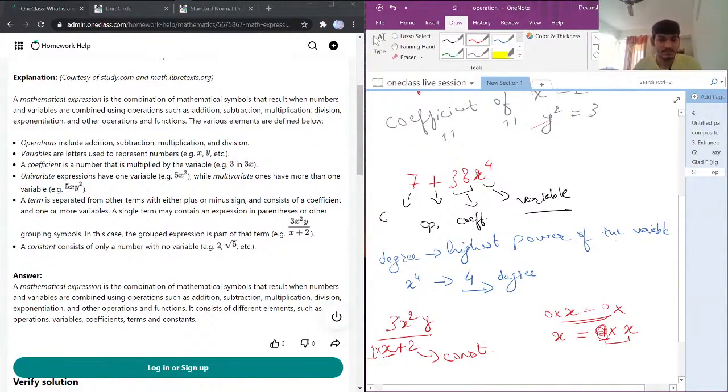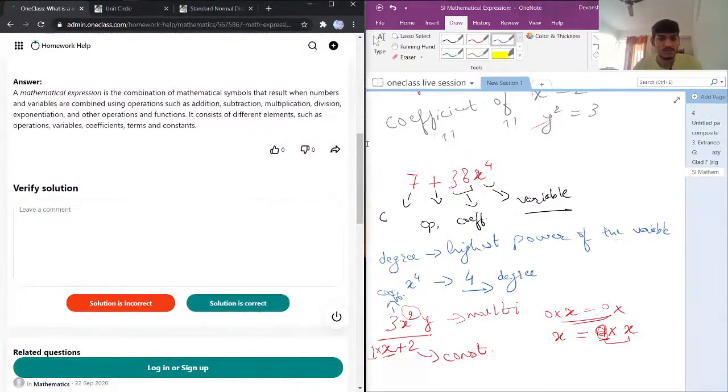And here we have 3x square. Again we have the degree of the polynomial, which is 2. This is a multivariate, and 3 is my coefficient. We have x and y as variables.